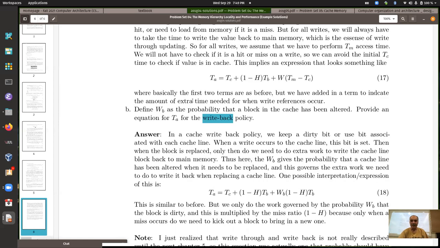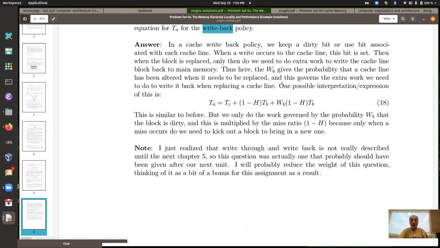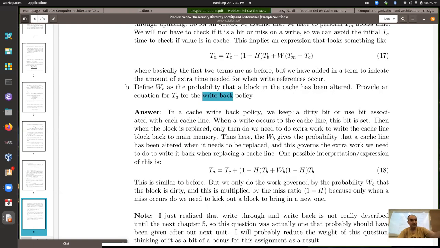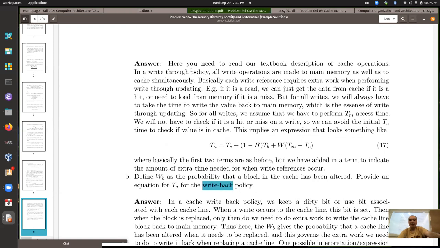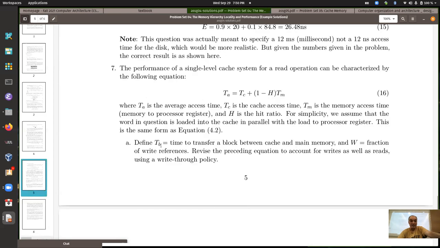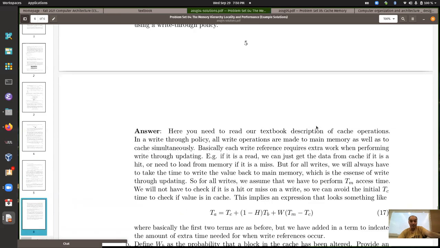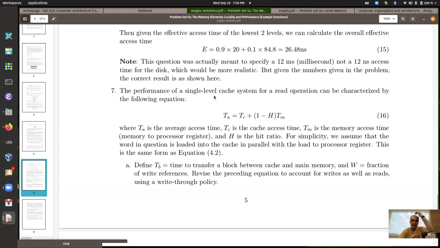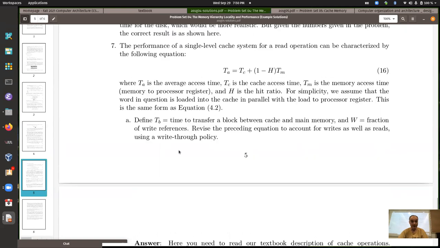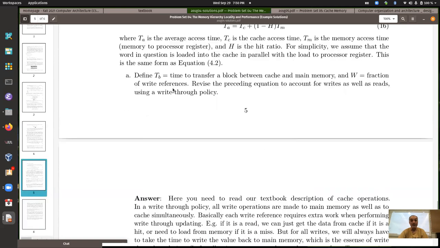I scaled back the points on this, and most people were given reasonable credit for reasonable ideas. And there's probably more than one way, depending on the assumptions that you make about how the system is working and what some of these values mean. So this might not be the only way, but for example, just real quickly, and we might talk some more about write through and write back.